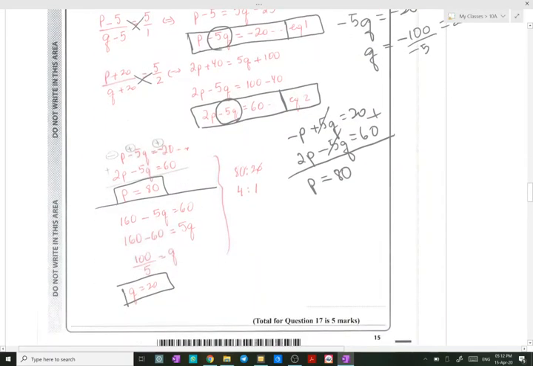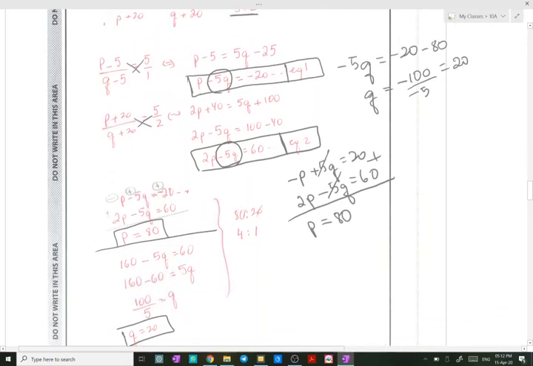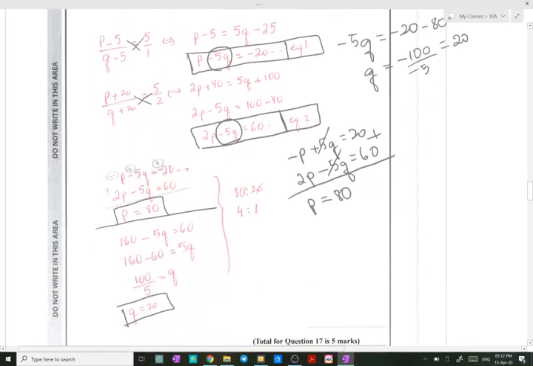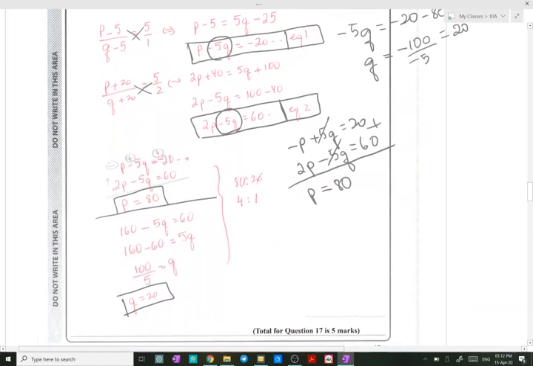We found the measure of P and the measure of Q. And we need to find them in the simplest form. This is what the question said. Because we can find a common divisor between 80 and 20, we need to simplify it more. So P to Q is 80 to 20. Divide by 20, you get 4 and 1. So the ratio of P to Q is 4 to 1 in the simplest form.